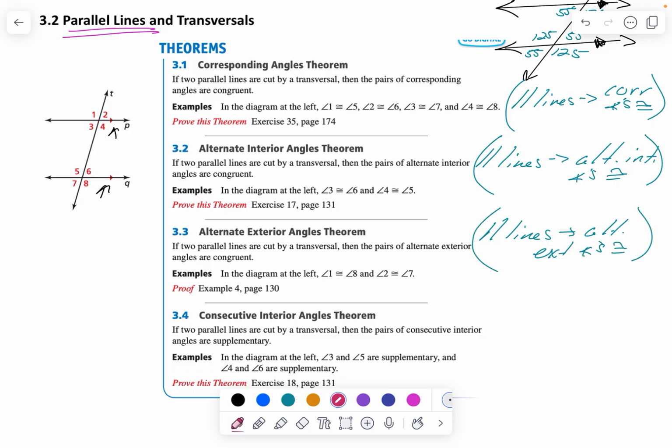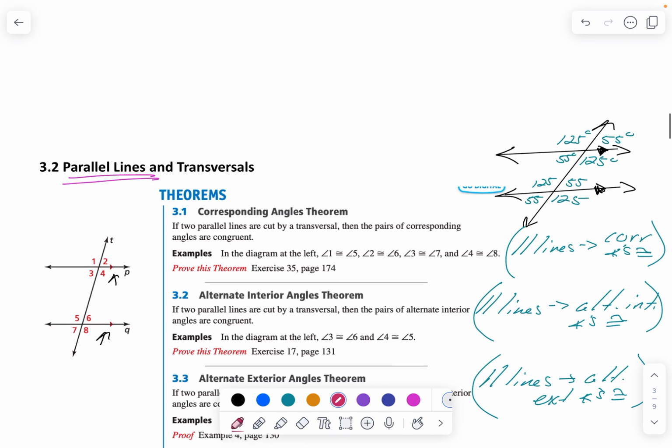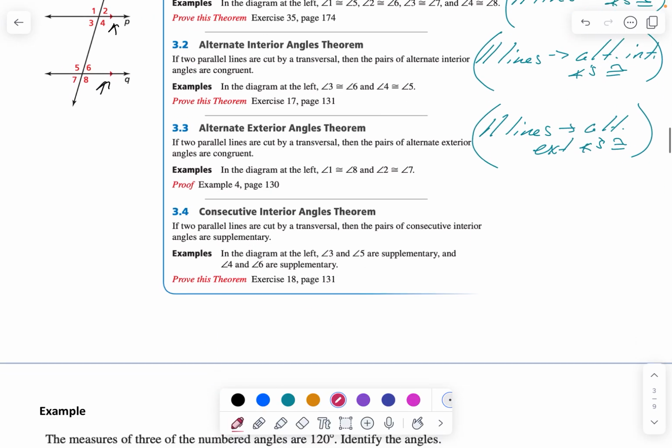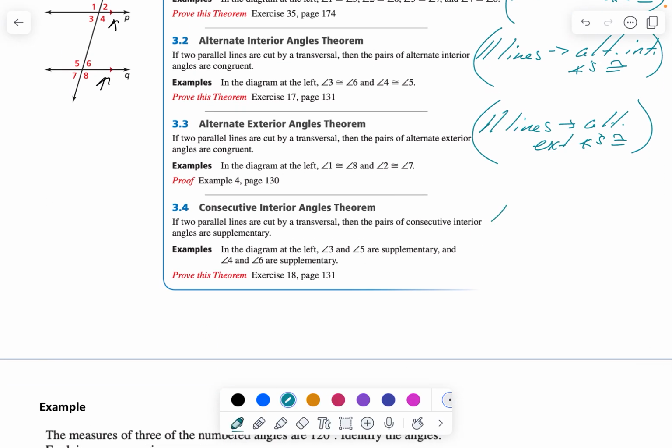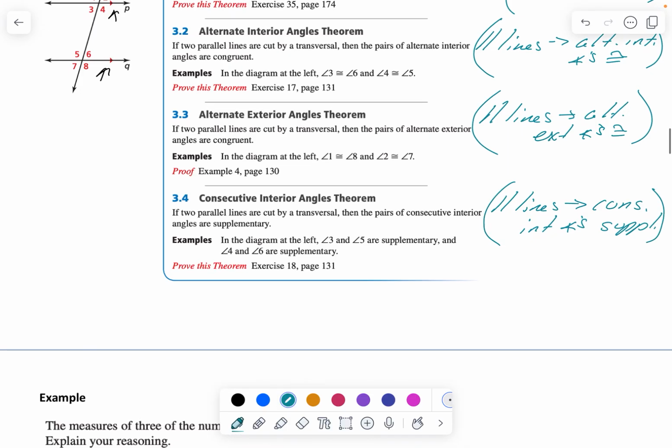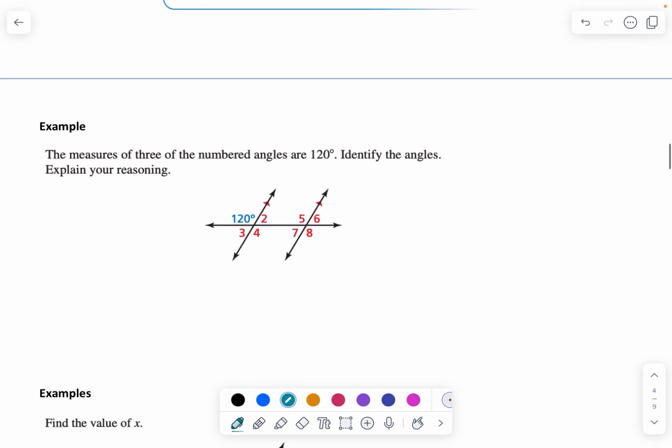And finally, we have the consecutive interior. Now, consecutive interior would be this and this. Notice they're not congruent, but they are supplementary. So we're going to say if we have parallel lines, then consecutive interior angles are supplementary. Okay, so if we have parallel lines, we know that those angle relationships are true.